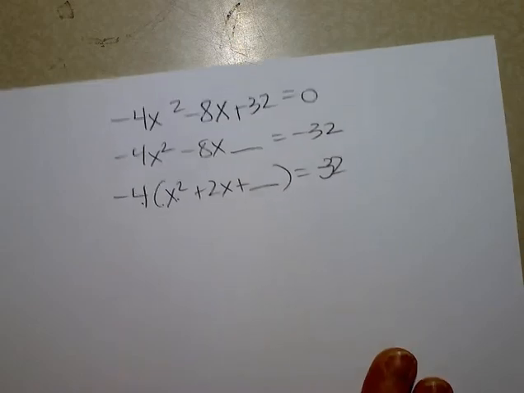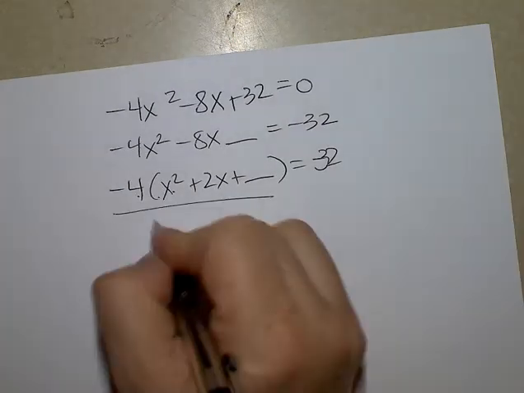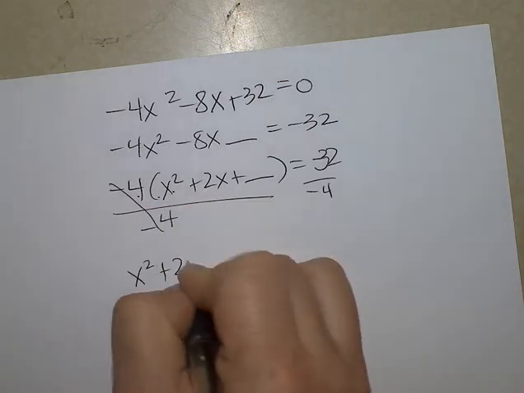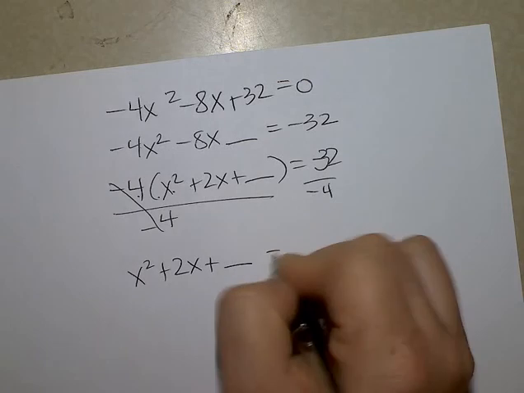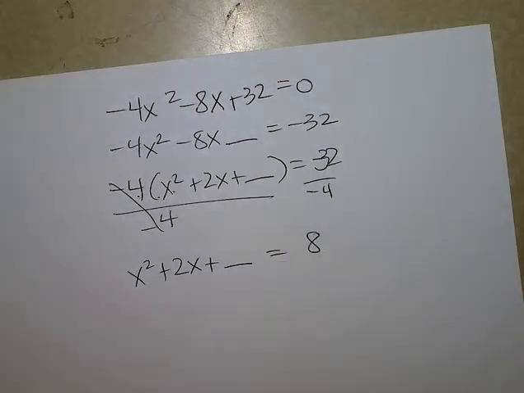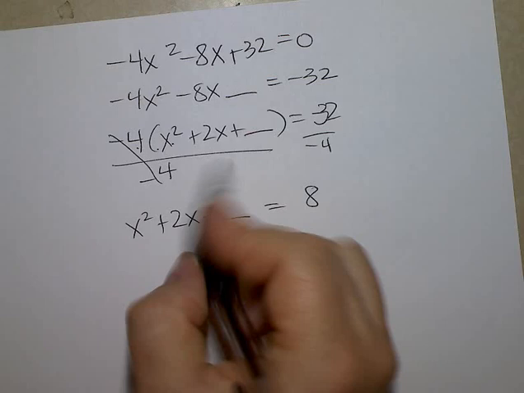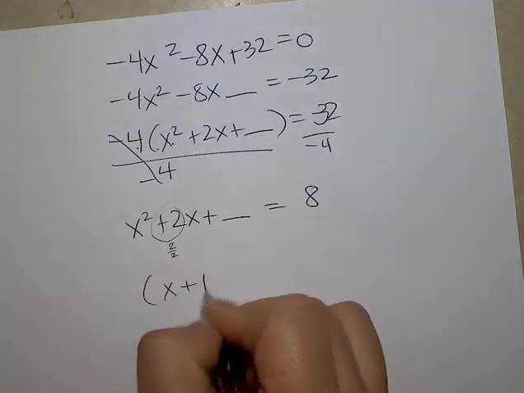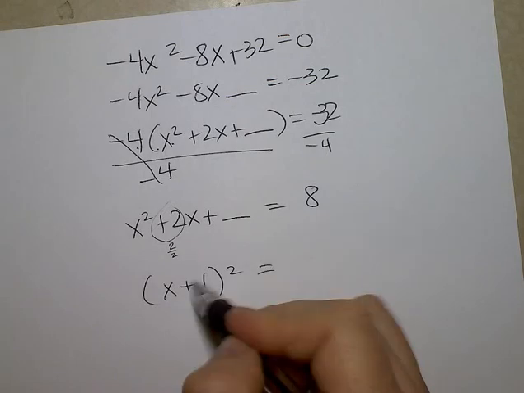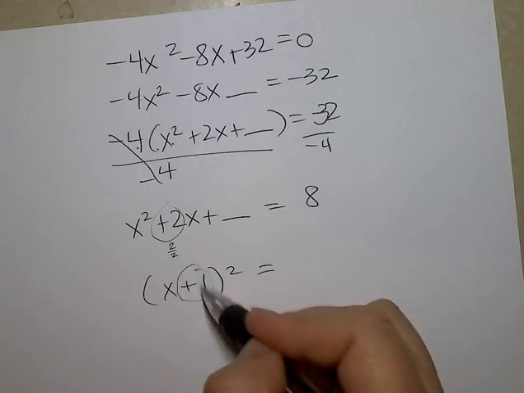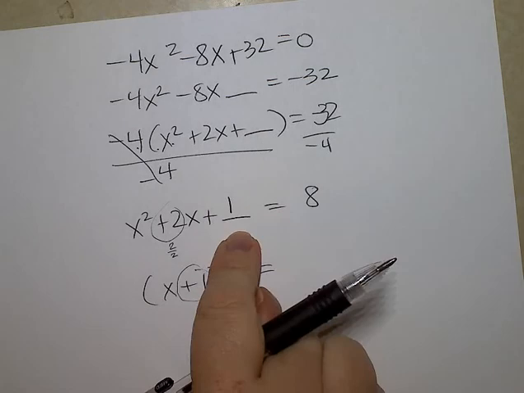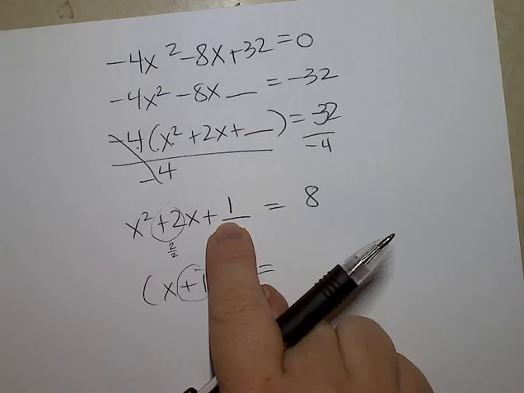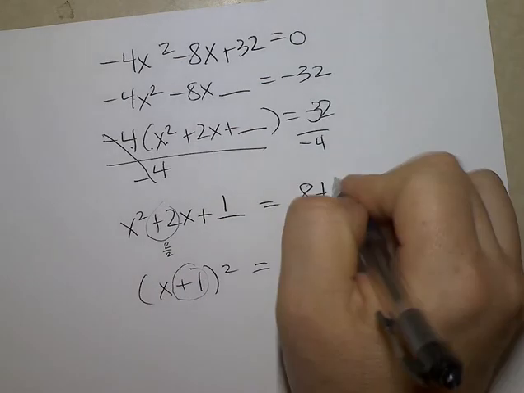Again, this is an example of completing the square. Now I divide by negative 4. Take this b value and divide it by 2. 2 divided by 2 is 1. And then we're going to square this value. So 1 squared is 1. What I do to the left, I need to keep the equation balanced with the value I put here. So adding 1, I need to also add 1 to the opposite side.